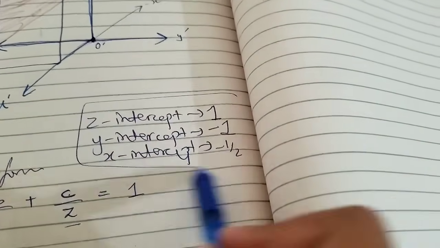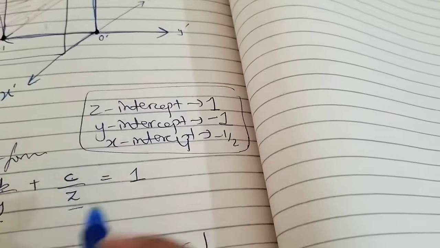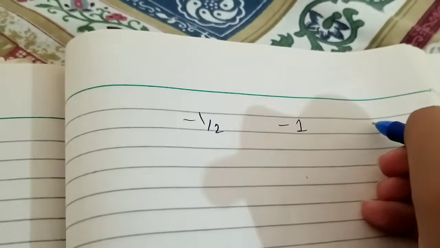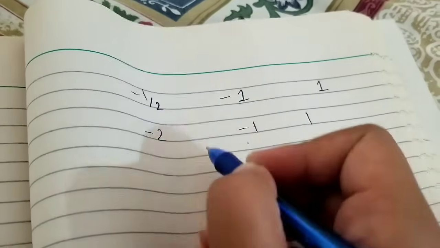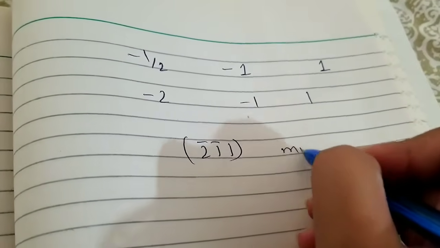So the Miller indices are, let us take the inverse of these 3 intercepts one by one. It was -1/2 for the x-intercept, -1 for the y-intercept, and 1 for the z-intercept. Taking the inverse, it becomes -2, -1, and 1, and 2 bar, 1 bar, 1 are the final Miller indices for this plane.